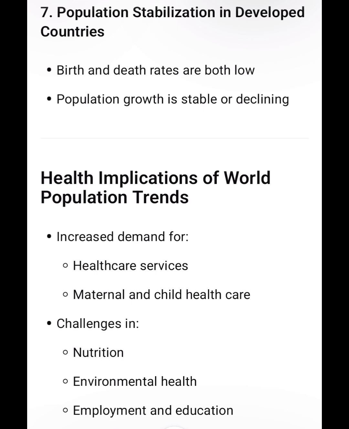Okay, next, health implications of world population trends. You have increased demand for healthcare services and MCH care. And what are the challenges? Nutrition, environmental health, employment and education. These are all the challenges we have to face and rectify.